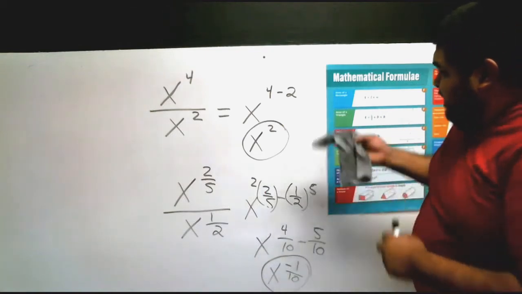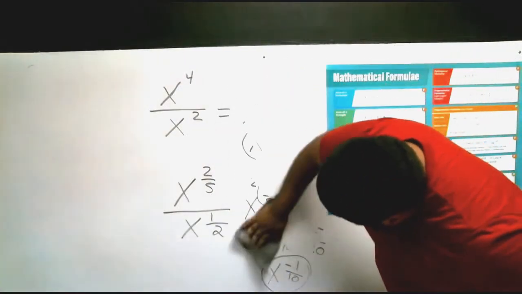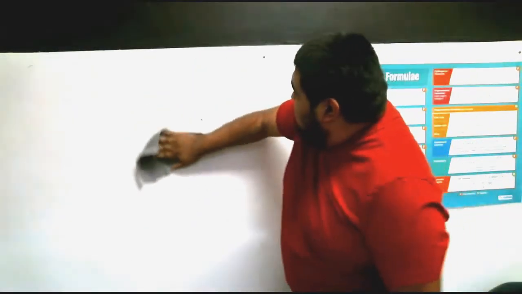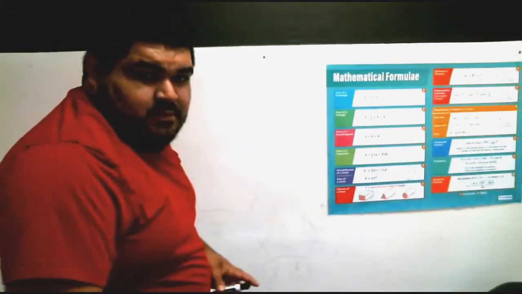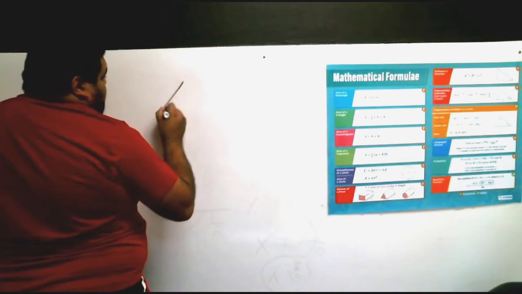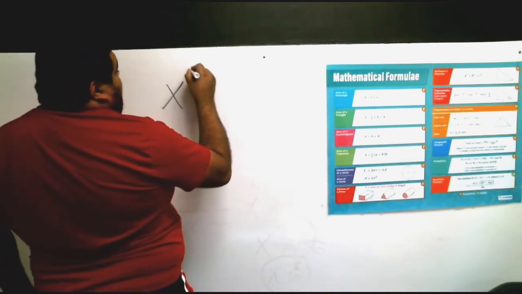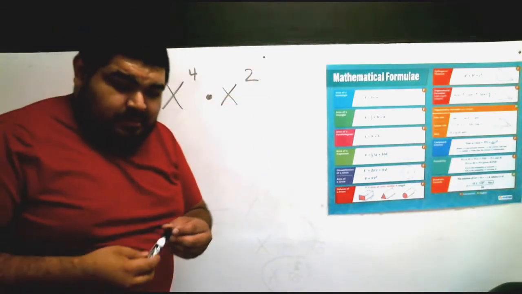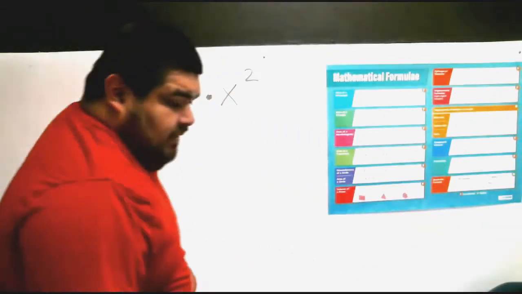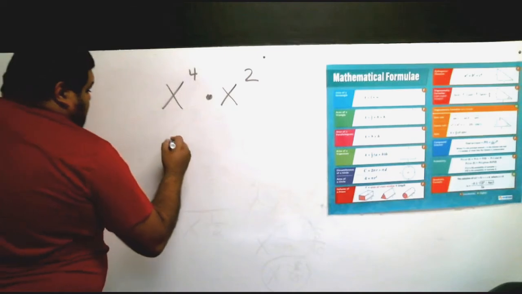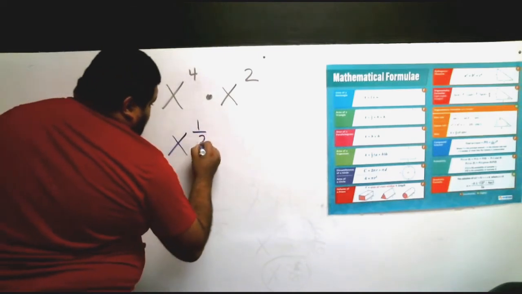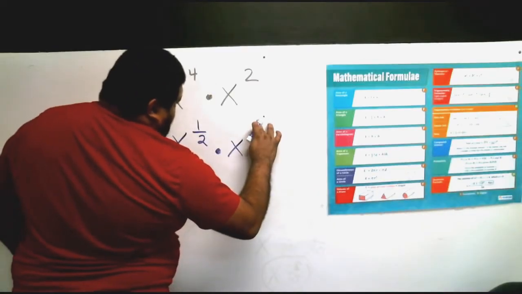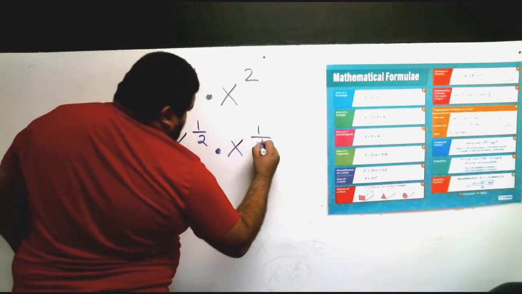All right, so now that you have it down, your assignment for today is: we have x to the 4 times x to the 2. That is the first one, your first assignment. Your second one is x to the 1/2 times x to the 1/4.